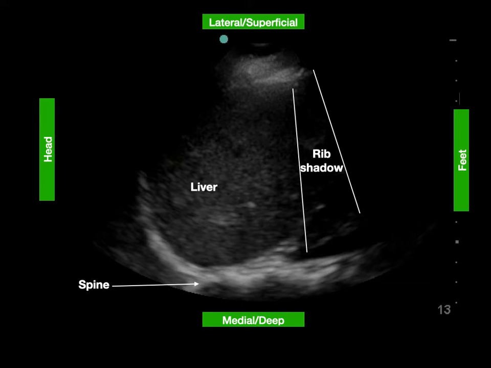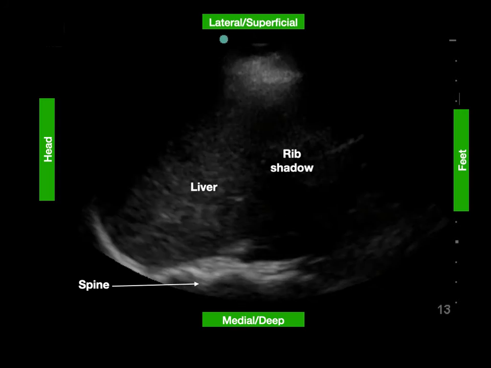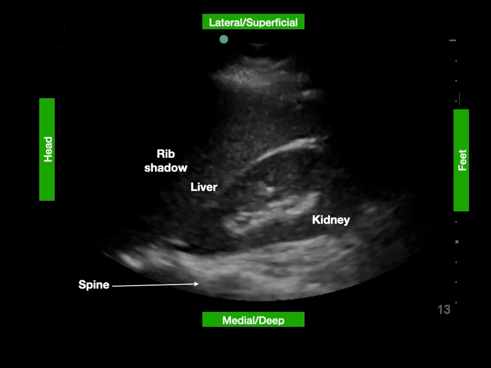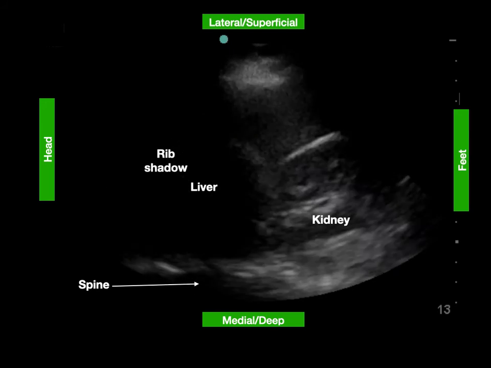As the sonographer slides inferiorly along the patient's mid-axillary line, we pass over a rib shadow and then encounter the right kidney. Posteriorly, we can see the hyperechoic spine in longitudinal.